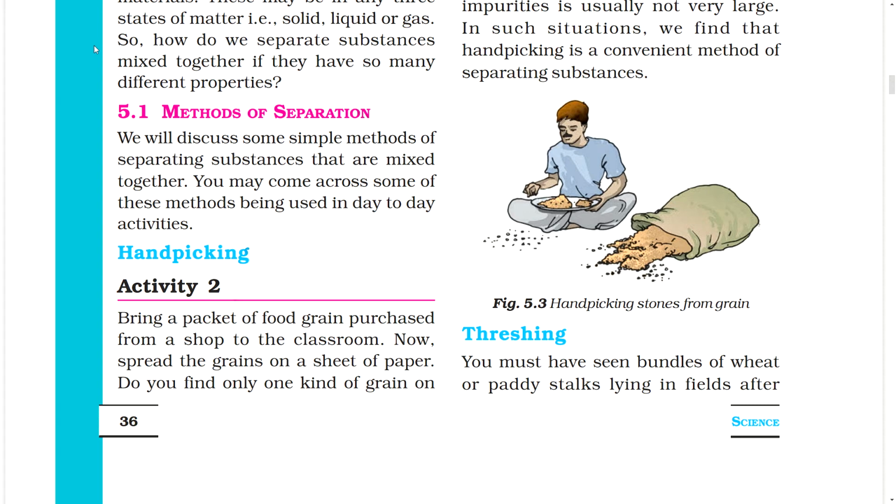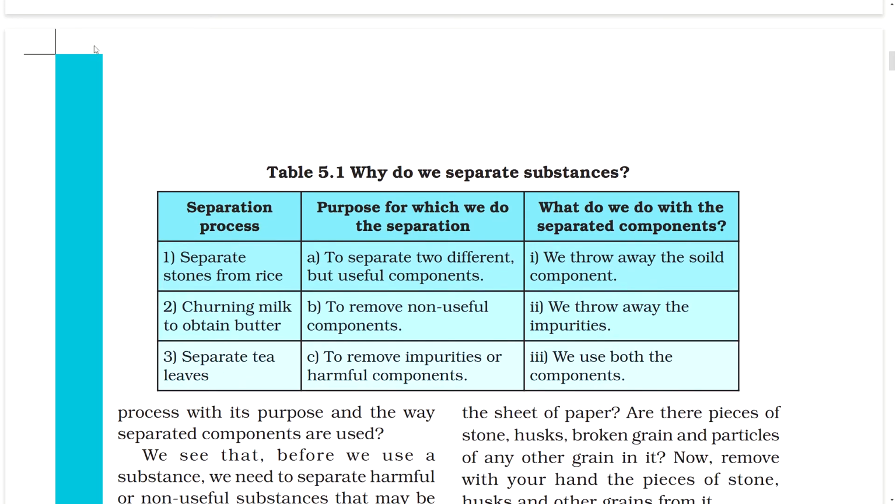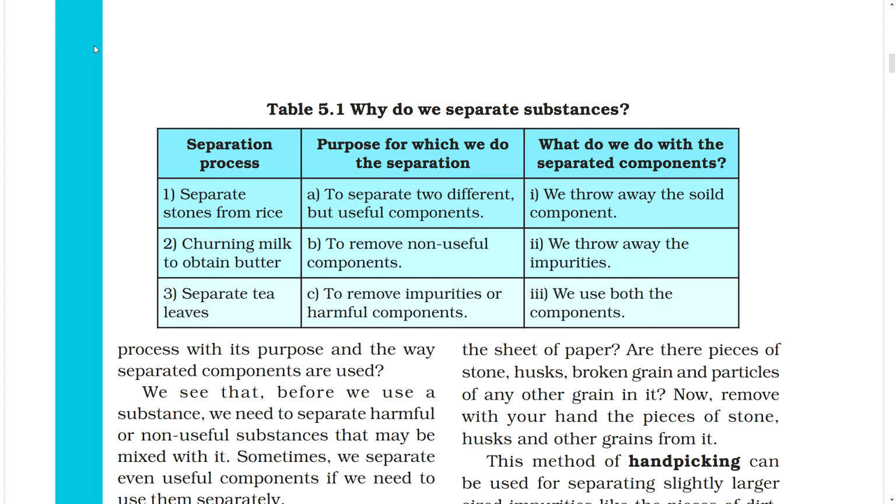Handpicking. Activity 2. Do this. Bring a packet of food grain purchased from a shop to the classroom. Now spread the grains on a sheet of paper. Do you find only one kind of grain on the sheet of paper? Are there pieces of stone, husks, broken grain and particles of any other grain in it? Now remove with your hand the pieces of stone, husks and other grains from it.